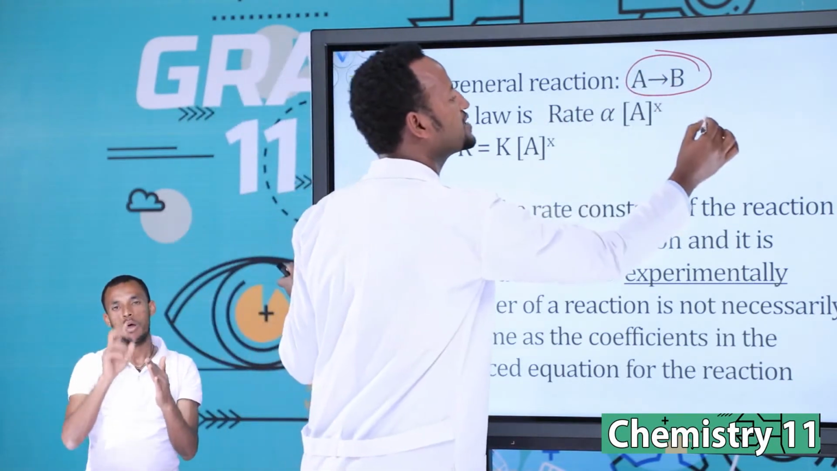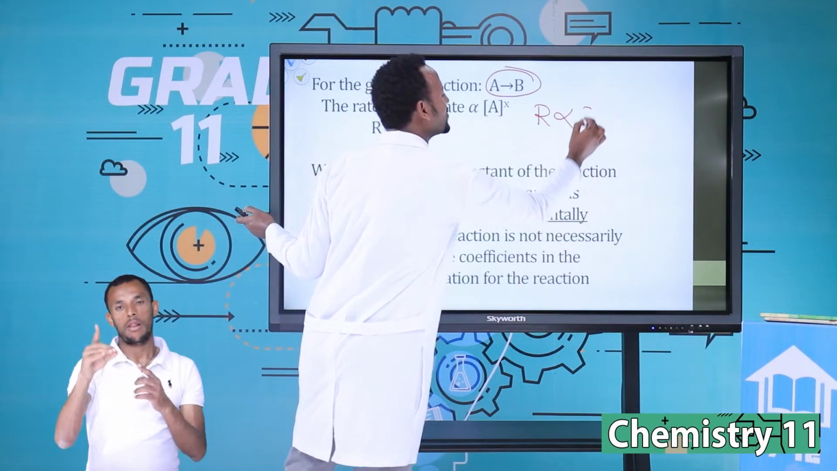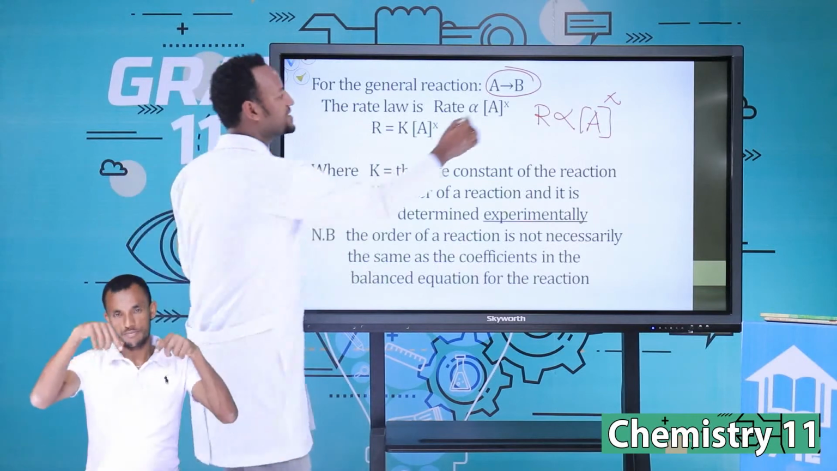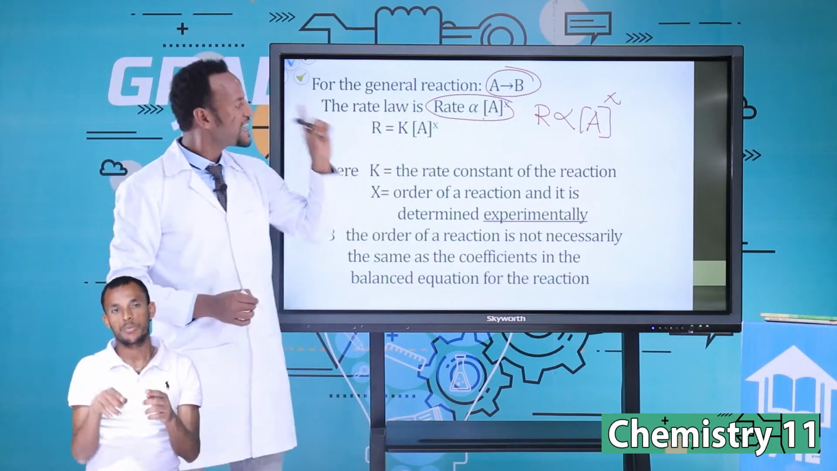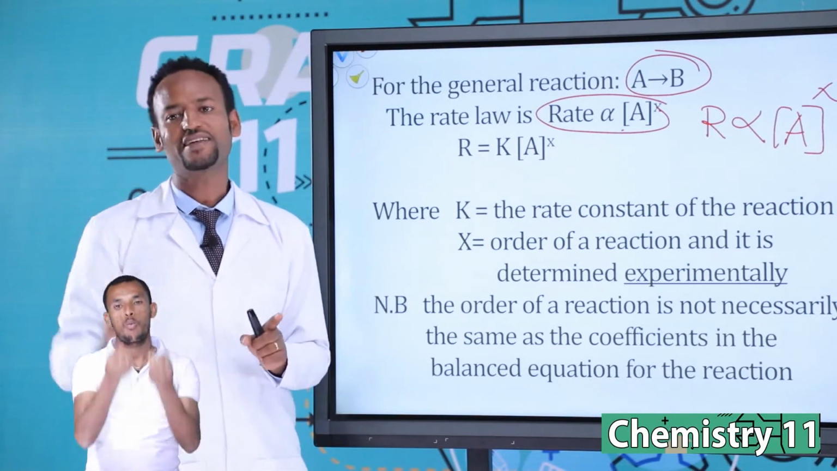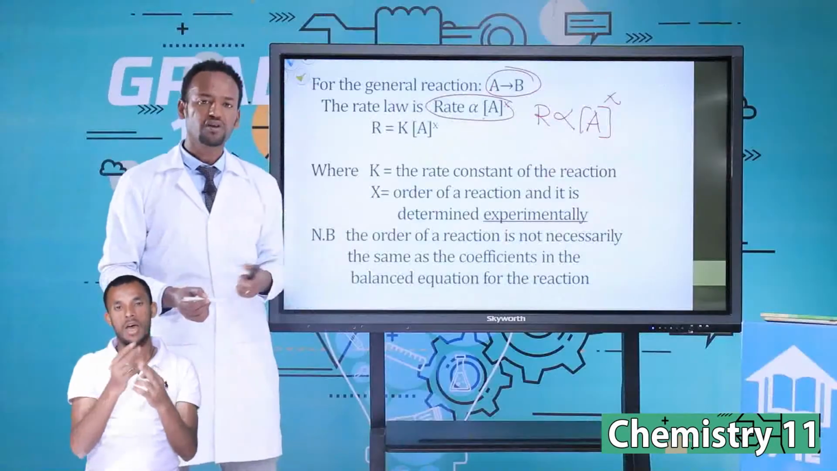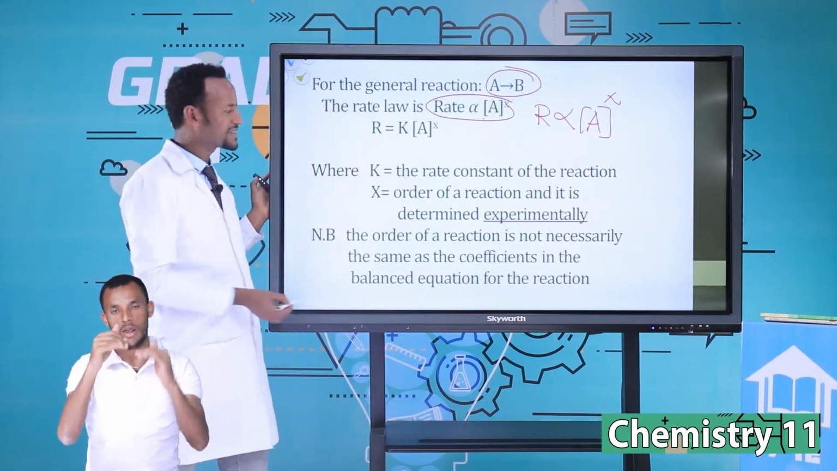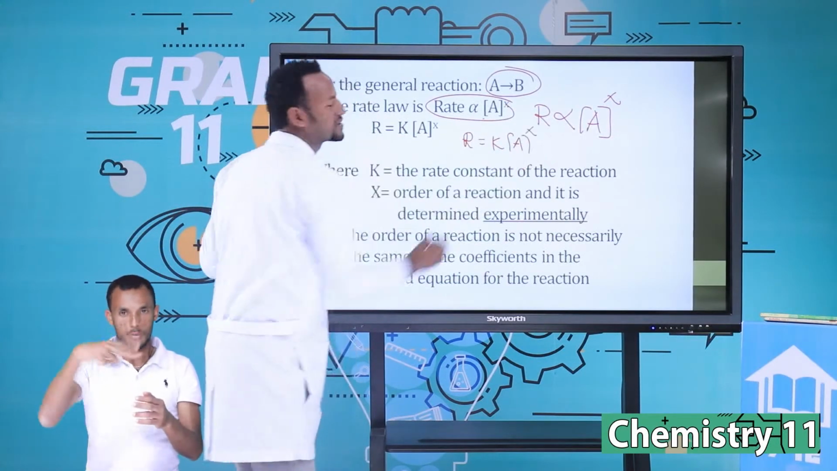Therefore, the rate expression for this one is: rate is directly proportional to the concentration of A raised to X. Because rate depends on the concentrations of one or more reactants. But in this case, how many reactants? One reactant, only A. Therefore the rate depends on only A. Rate is directly proportional to A raised to X. Therefore, rate equals K times A to the power of X.